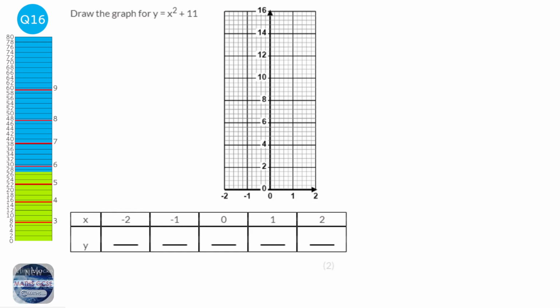To draw a quadratic graph, we want to find as many values as we can. Because it's a curve, with a straight line graph you only need 3 points. With a curve you need as many as you can get. And now we're actually given a table here to fill out, and so I'm going to start off with a 0 here, and here we want to substitute x equals 0 into our equation. So we've got y equals x squared plus 11, so it's y equals 0 squared plus 11. 0 squared is just 0, plus 11 is going to be 11.